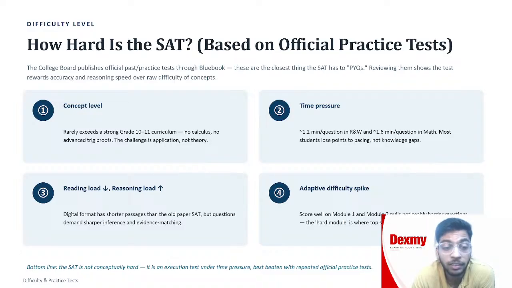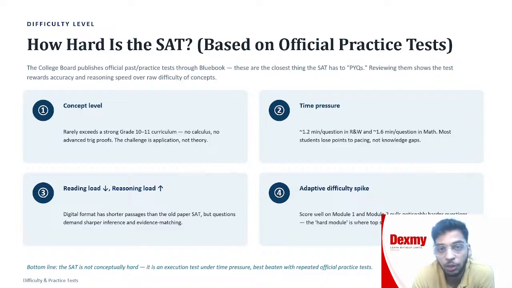Now the second thing is time pressure. For the reading and writing part, you get only 1.2 minutes per question, and in the mathematics part you get only 1.6 minutes. So most students lose points to pacing. So you have to practice the pacing part. And the third is reading and reasoning load. Yeah, for the reading and writing part, I can't tell you that thing. And also adaptive difficulty spike.